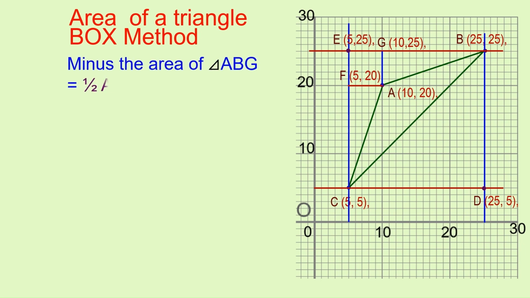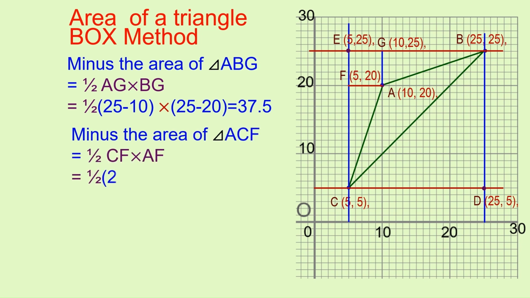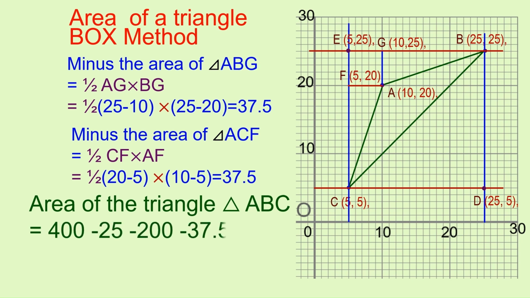Area of triangle ABG equals 1/2 AG times BG equals 1/2 times (25 minus 10) times (25 minus 20) equals 37.5. Area of triangle ACF equals 1/2 CF times AF equals 37.5. Area of the triangle ABC equals 400 minus 25 minus 200 minus 37.5 minus 37.5 equals 100.